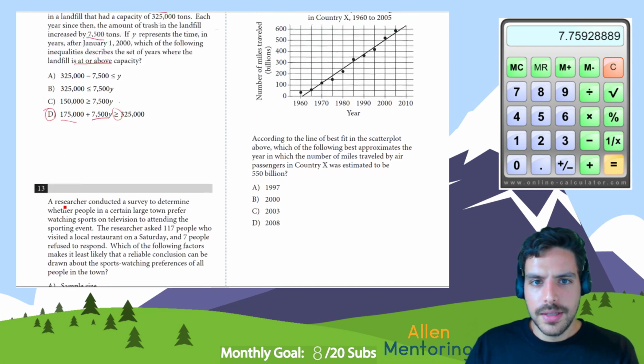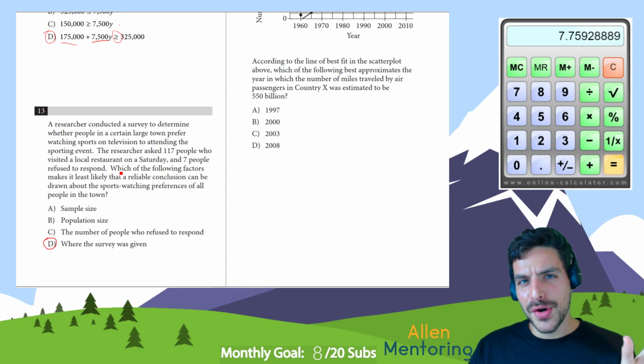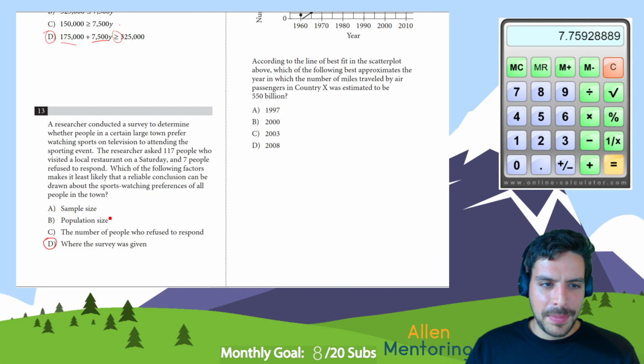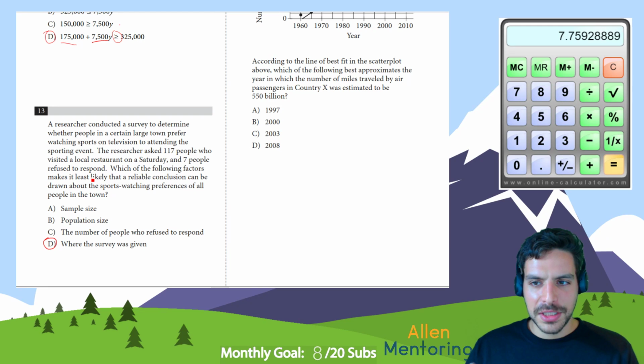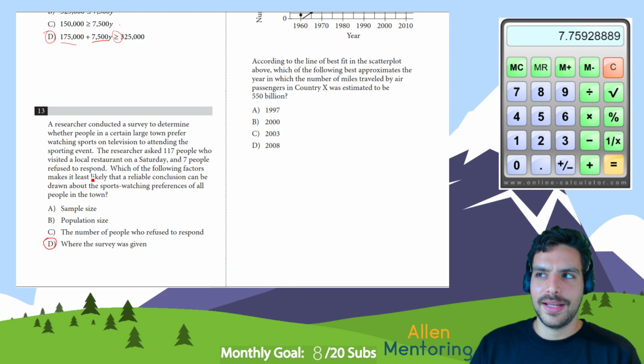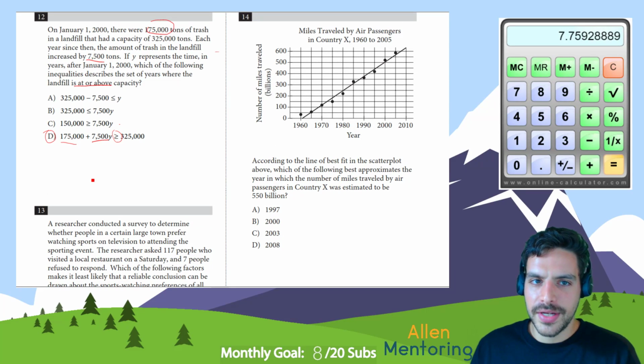All right. Apart from that, 117 people, that's a decent sample size. Anything above 30 is okay. Population, we don't really know. And the number of people who refused to respond wasn't that many. It was only 7. So our sample is actually still pretty good. It's just the fact that everybody's in one little restaurant, so that might skew the data.